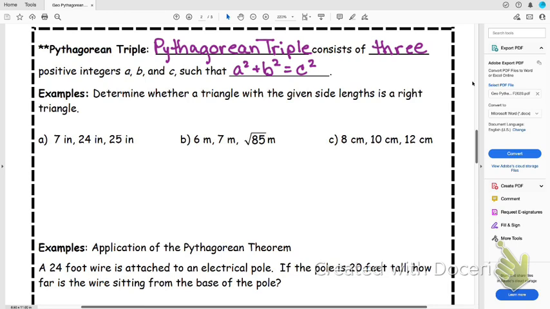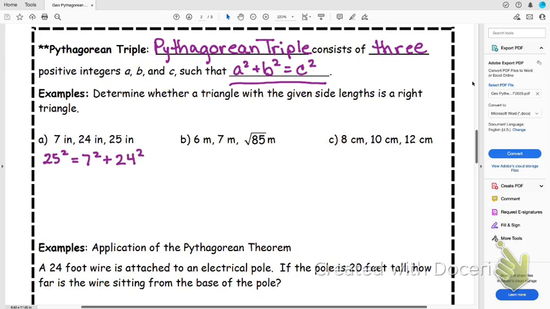So it says determine whether the triangle with the given side lengths is a right triangle. Well, if it's a right triangle, then A squared plus B squared is going to equal what? C squared. So which one of these is C? 7, 24, 25? 25. So 25 squared equals 7 squared plus 24 squared.